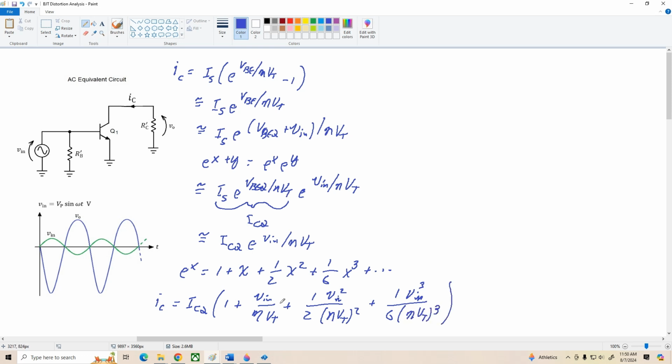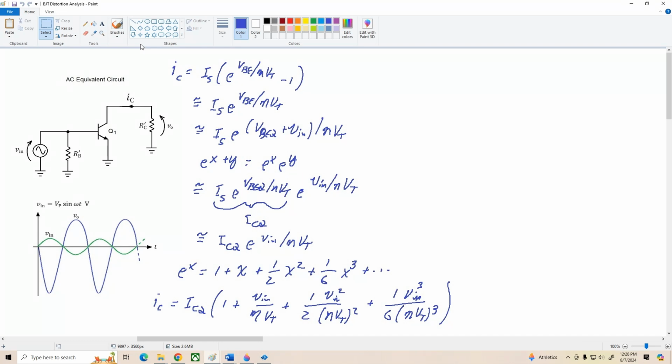And we'll stop here at this cubed term. Normally we wouldn't even need to go that far. We'd probably just stop with these first two terms, which is a constant plus the linear function of Vin. But we'll take it out to the cubed term this time just for the heck of it.